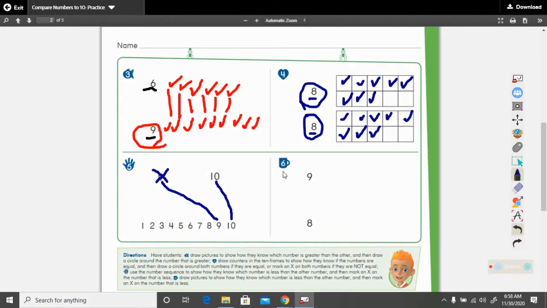Let's look at number 6. What number is this? We have a 9 and we have an 8. First of all, we need to draw pictures to represent each number. Now, we could draw check marks like up here, but if you like to use the 10 frames, when they ask us to draw pictures, we can draw our own 10 frame. Look at this.